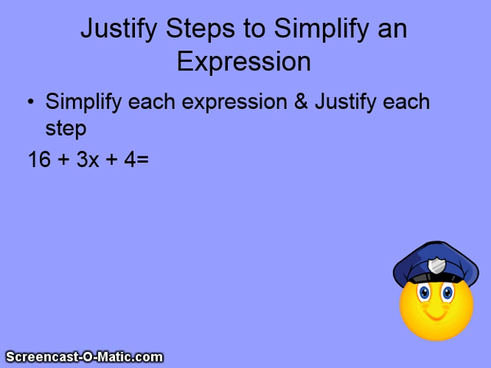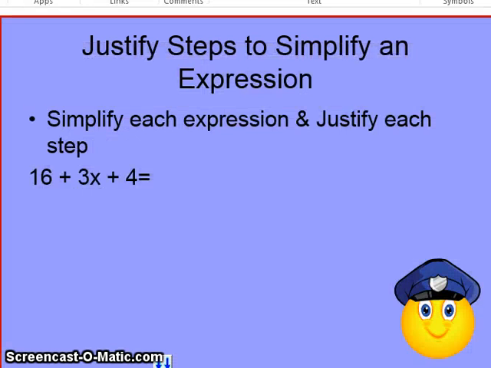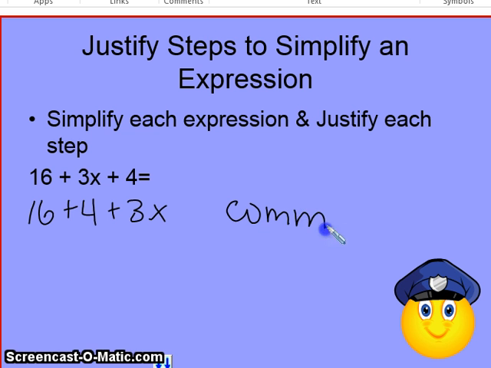Here's another example that needs to be in your notes. We want to justify the steps to simplify this expression. So we're going to simplify it, and we're going to justify every step that we make. Now I'm going to start by saying I can't add 16 and 3x, and I can't add 3x plus 4. So I'm going to switch the order, and I'm going to say 16 plus 4 plus 3x. Now what property tells me that I can do that? That's the commutative property. So my justification here is the commutative property.